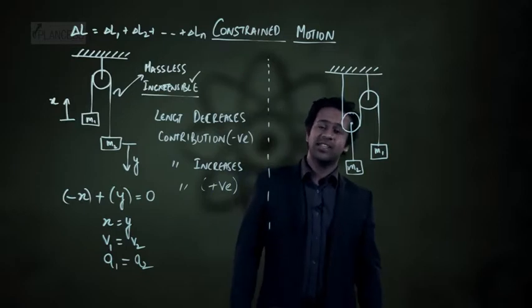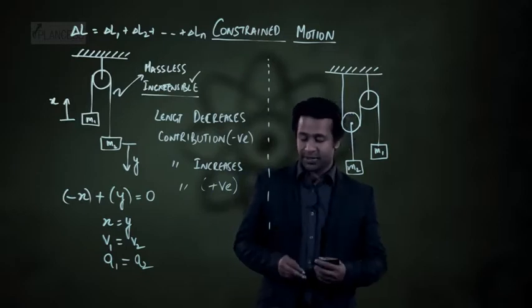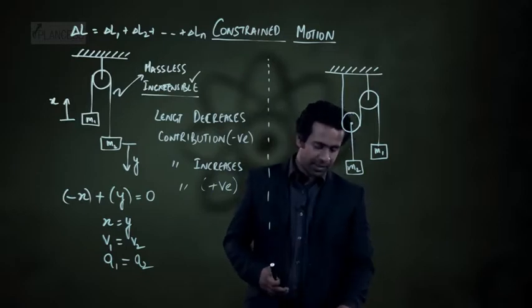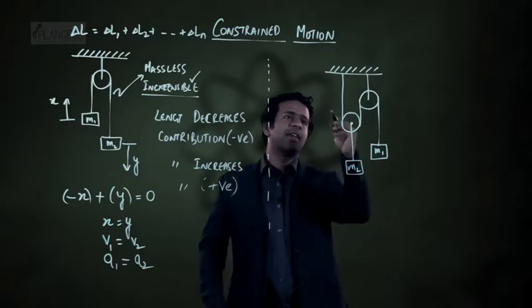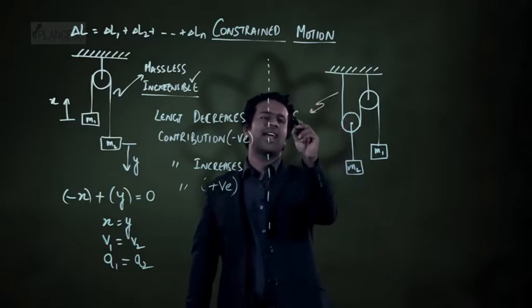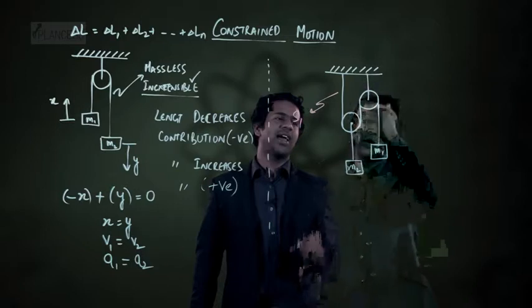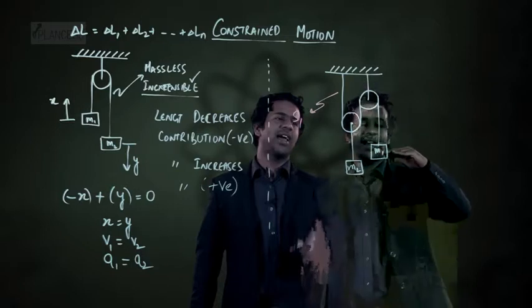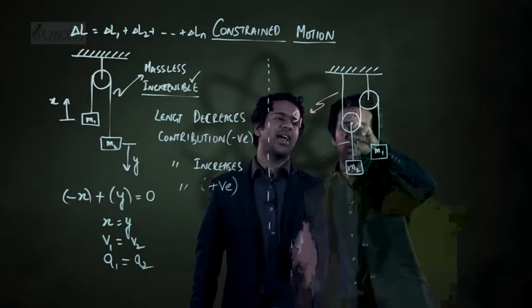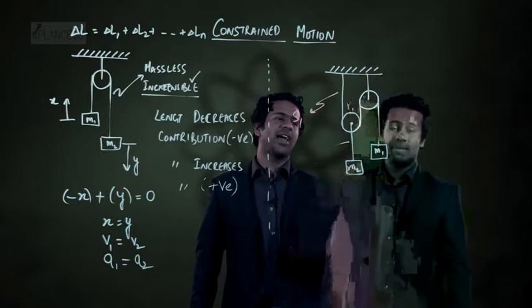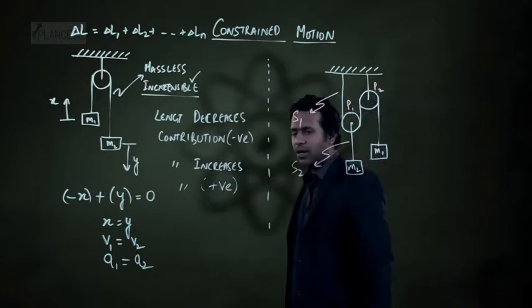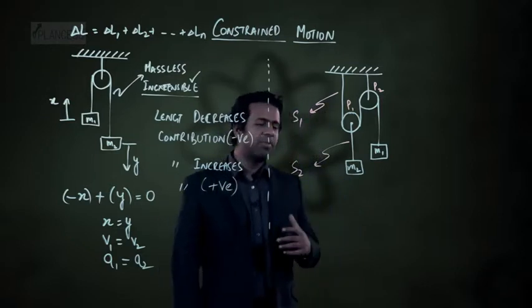So in this case, we will focus on two strings. Let's name them. So this is the first string, we'll call it S1. You can see that as it moves down, this pulley would go up. On the other hand, if this was going up, the pulley would come down along with M2. Right. So let's start with a simpler case first.